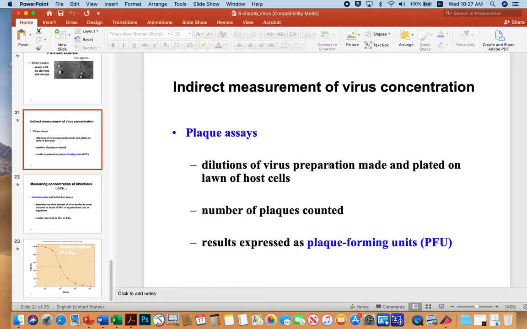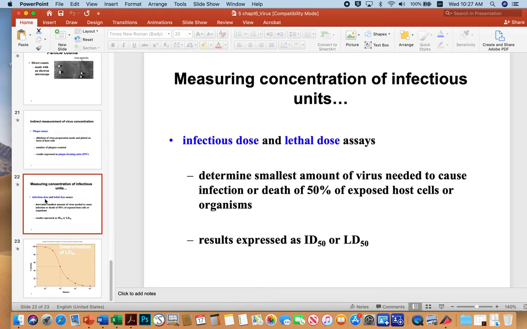So your dilution of virus preparation is made and plated on a lawn of host cells, and the number of plaques can be counted, and the results are then expressed as PFU, for plaque-forming units. And using these types of assays, we can determine infectious dose and lethal dose of a particular virus. So in either case, you're determining the smallest amount of virus needed to cause infection, so that's ID, infectious dose, or death, which is lethal dose, of 50% of exposed host cells or organisms.